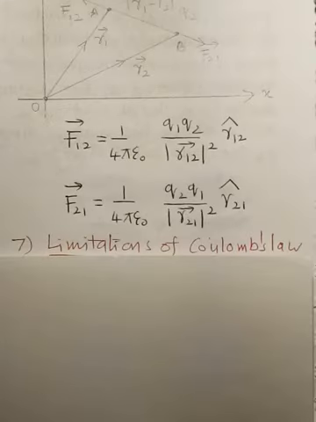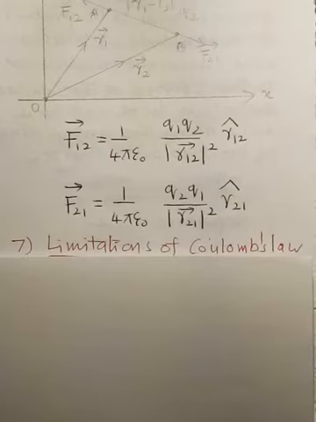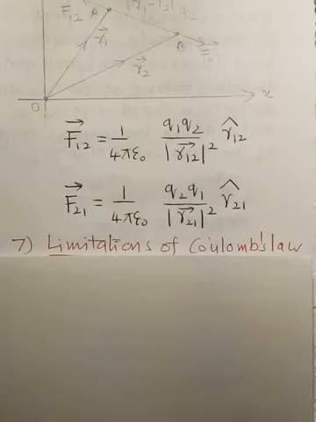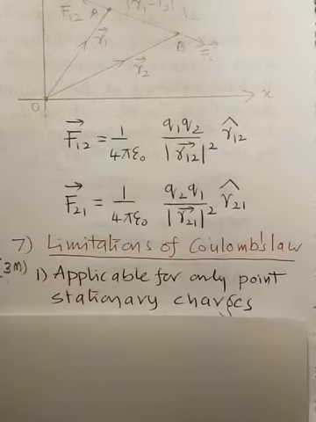Now let us discuss the seventh point, limitations of Coulomb's law. Most of the time, for 3 marks they ask a question on limitations of Coulomb's law. Therefore, you are supposed to write 3 points. If you understand those 3 points, definitely you can write on your own in the examination.